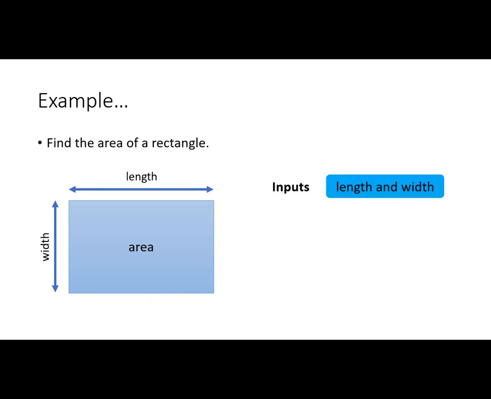Then how do we find the area? We have only width and length. Then how to find the area? What is the process? Yes, we can multiply length and width and assign it to the area. Now we can say area is equal to length times width.